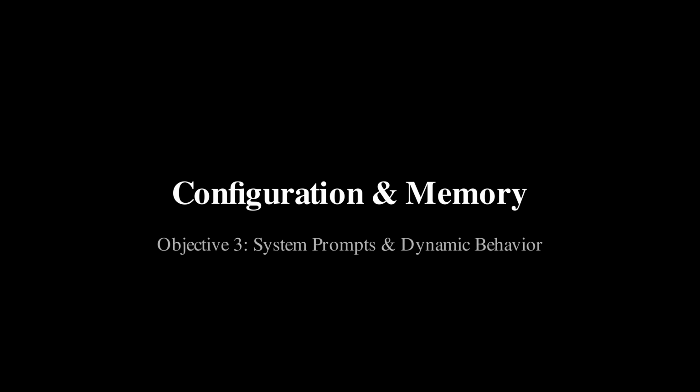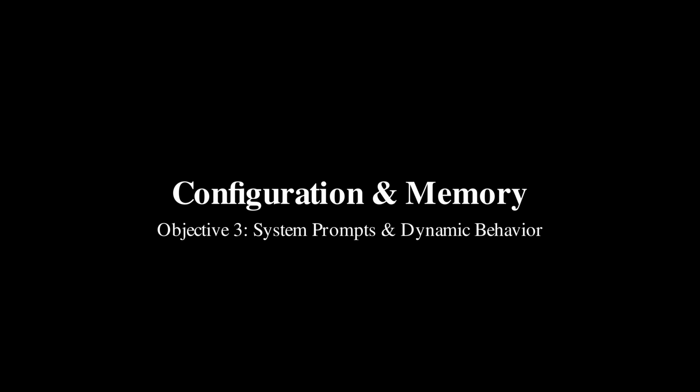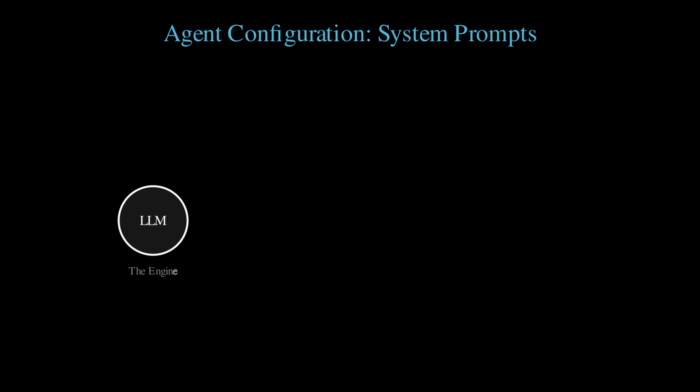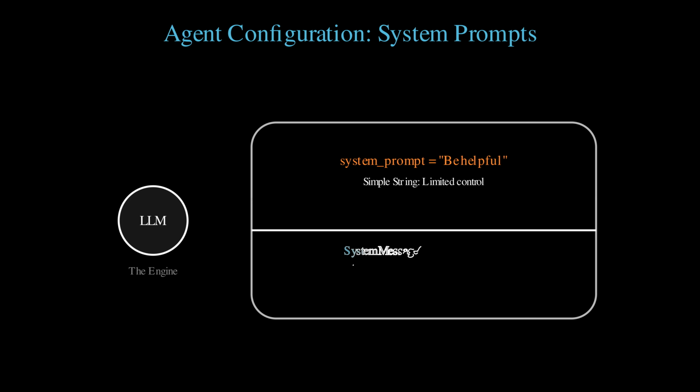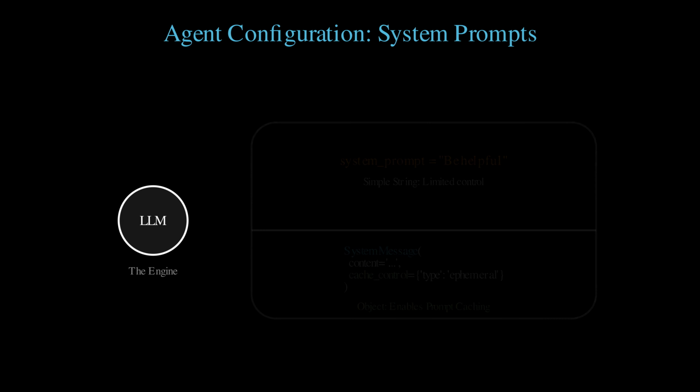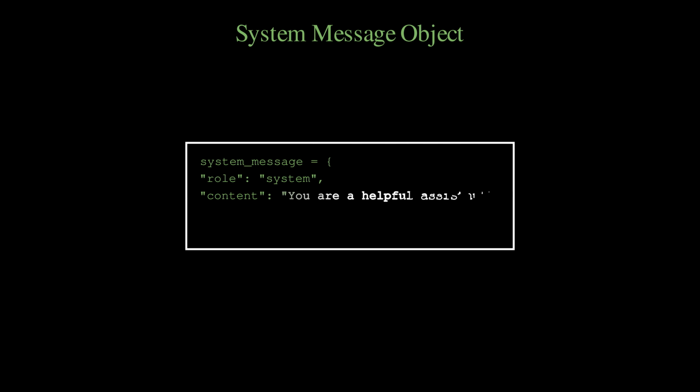Okay, let's move to our third objective, configuration and memory. We have a loop running, but we need to give it a personality. Or, tell it how to behave. That's where system prompts come in. The simplest version is just passing a system prompt string, like you are a helpful assistant. But for the power users listening, you can pass a SystemMessage object. And why would I use an object instead of a simple string? It gives you way more structural control. For example, if you're using Anthropic models, you can use SystemMessage to enable prompt caching.